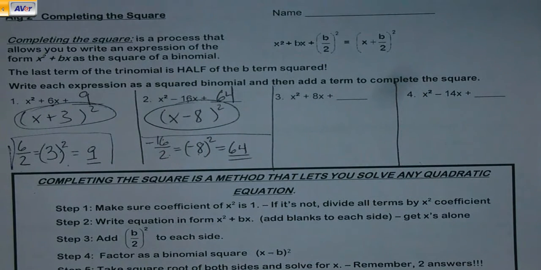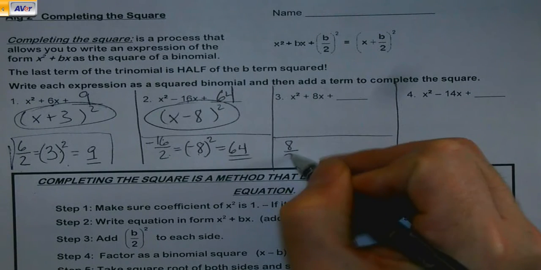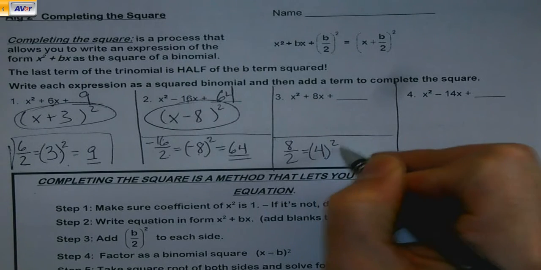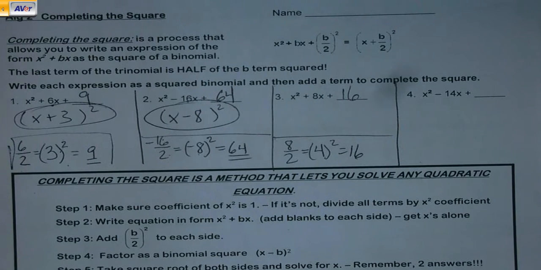So you're like, that really is all I got to keep doing? It's just take that number in front of x, divide it by 2, and then square it, and stick that number in the blank. Yep, that's all we're doing.